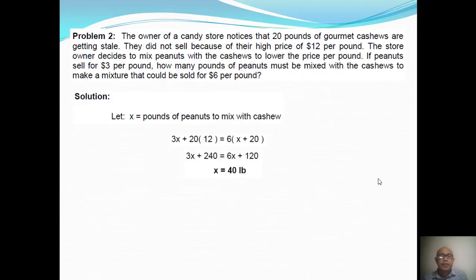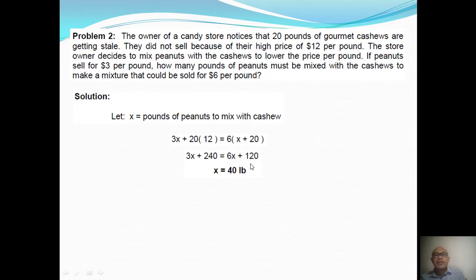Problem number 2, we have here. The owner of a candy store notices that 20 pounds of gourmet cashews are getting stale. They did not sell because of their high price of $12 per pound. The store owner decides to mix peanuts with the cashews to lower the price per pound. If peanuts sell for $3 per pound, how many pounds of peanuts must be mixed with the cashews to make a mixture that could be sold for $6 per pound?